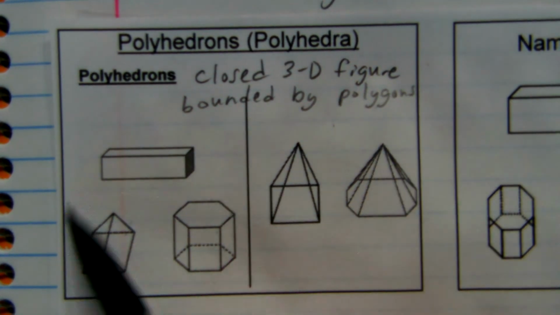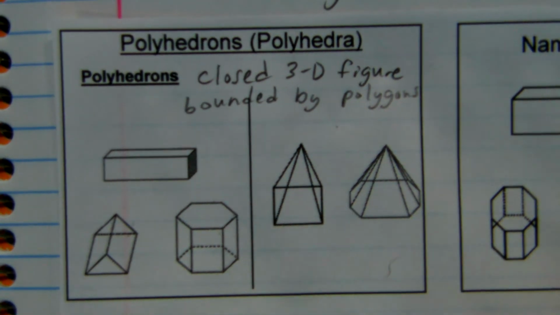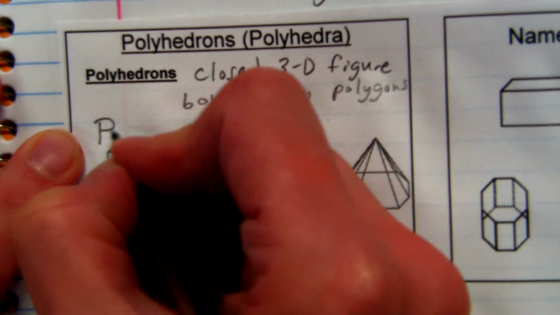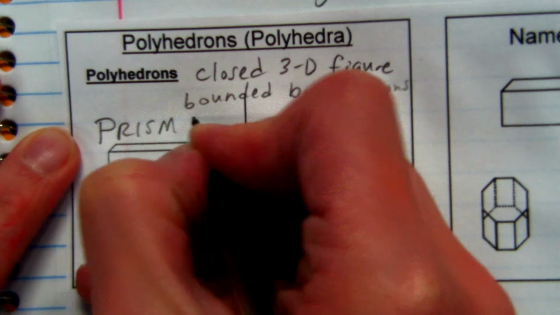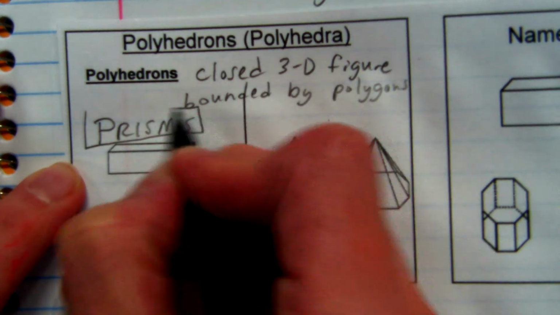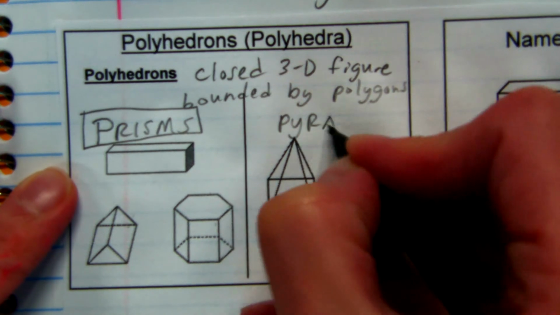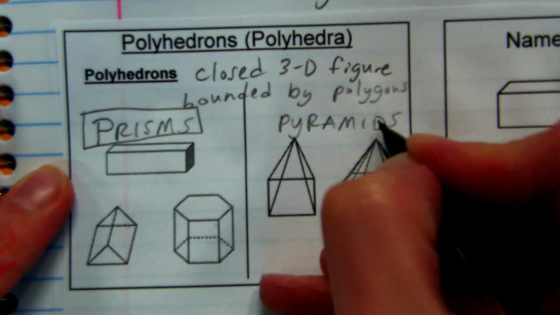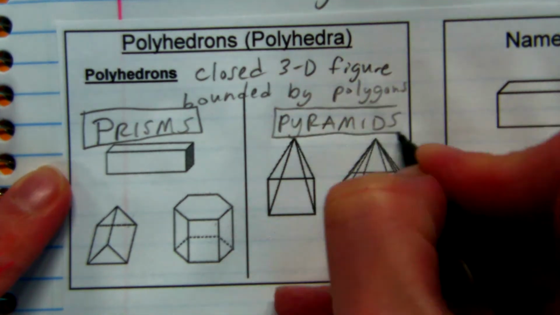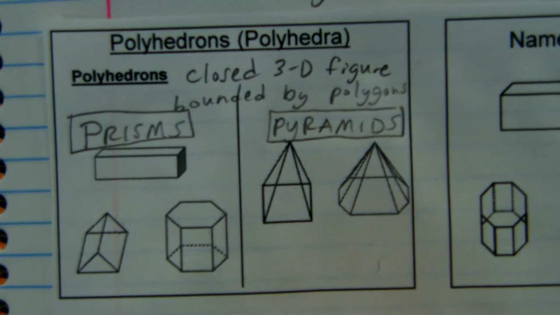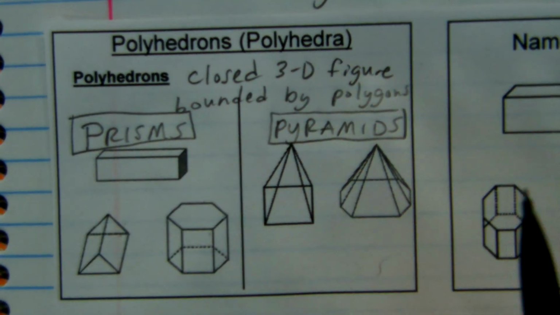So we have examples down here of lots of polyhedrons, but there's basically two types. This type over here is called prisms. This type over here is called pyramids. I think everybody is familiar with pyramids. Prisms isn't a word we use so much in day-to-day life. So what we normally would call a box is a type of prism.